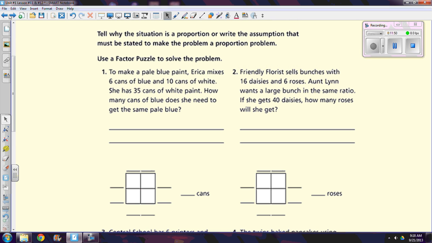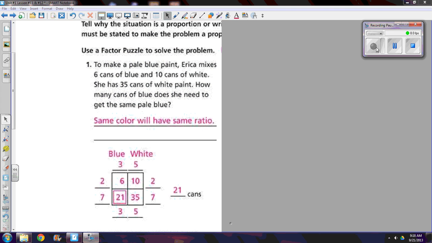And let's just take a look at number 1 here. All right, to make a pale blue paint, Eric mixes 6 cans of blue and 10 cans of white. She has 35 cans of white paint. How many cans of blue does she need to get the same pale blue?